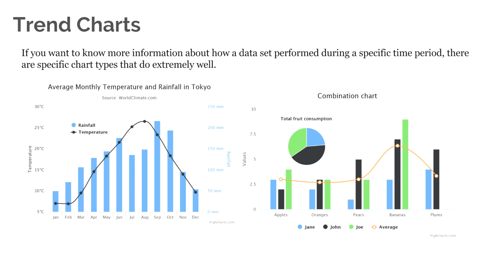Next are the trend charts. Specifically, if you want to know how a data set performed during a specific time period, a trend chart is probably the way to go. The trend chart on the left plots data related to rainfall and temperature over the year in Tokyo.